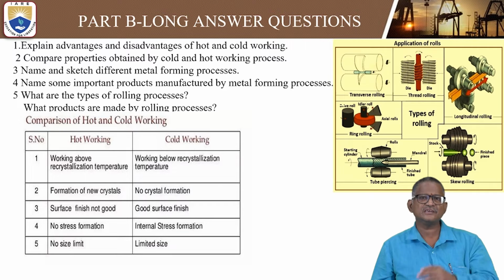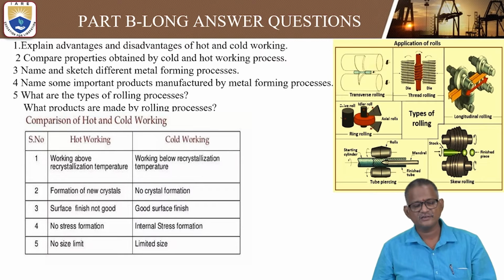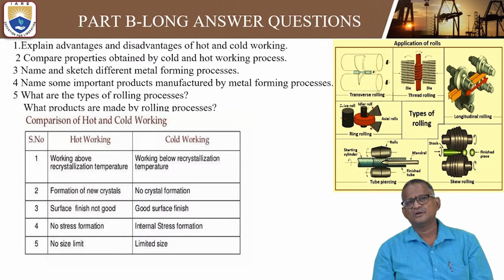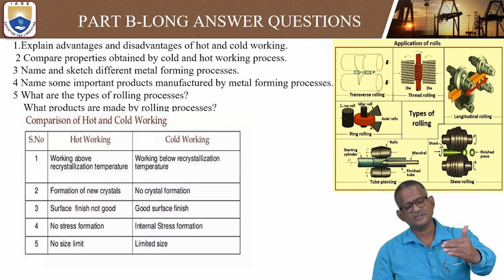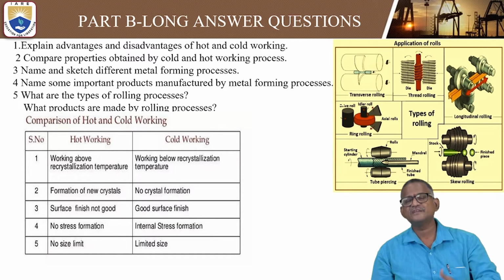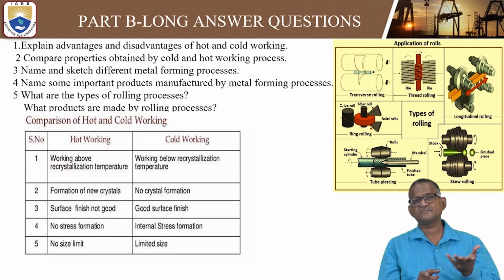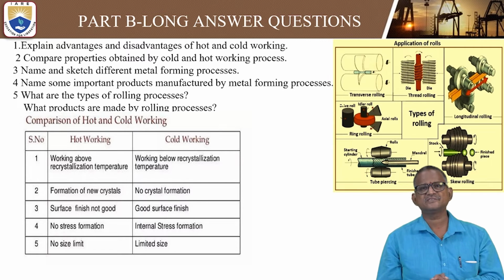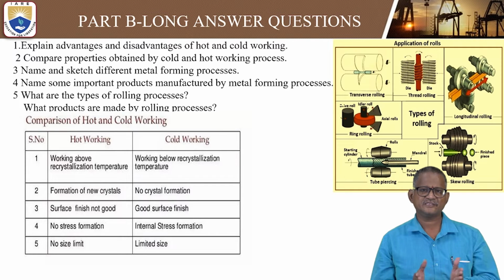For example, you may be asked to explain the advantages and disadvantages of hot and cold working. You can put a table, hot working and cold working. It is a 14 mark question, so you can write at least a minimum of 10 differences. Here you can add the definition, and sometimes some applications and some advantages, and the cost parameters can also be added in the comparison.